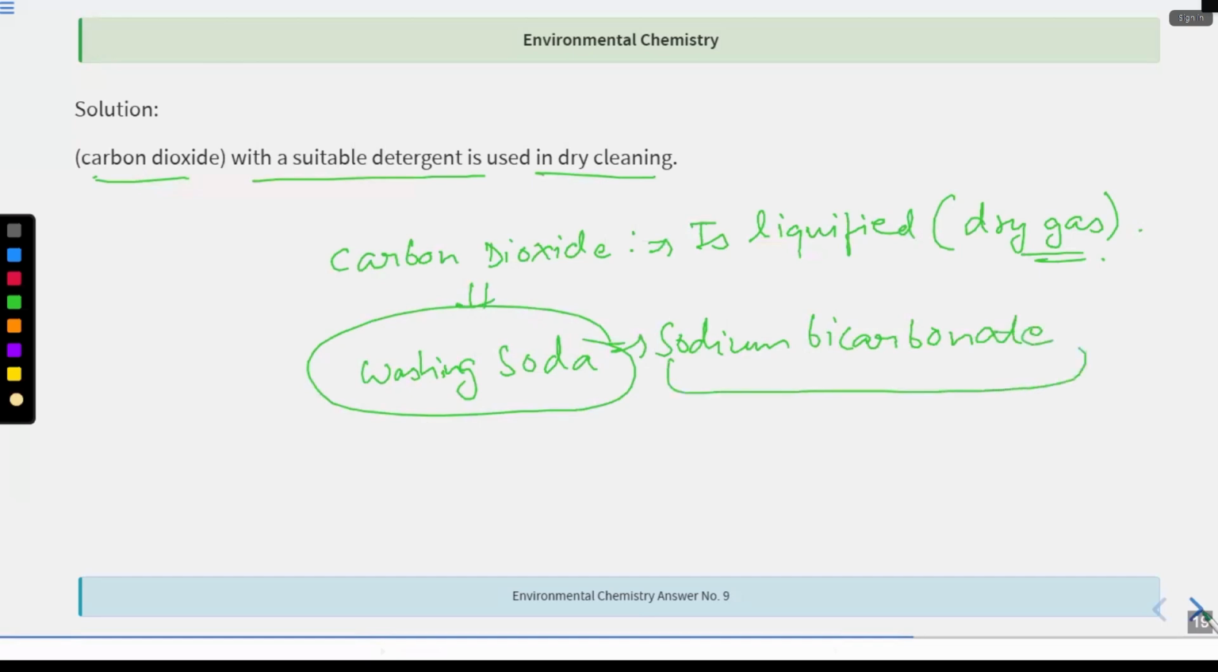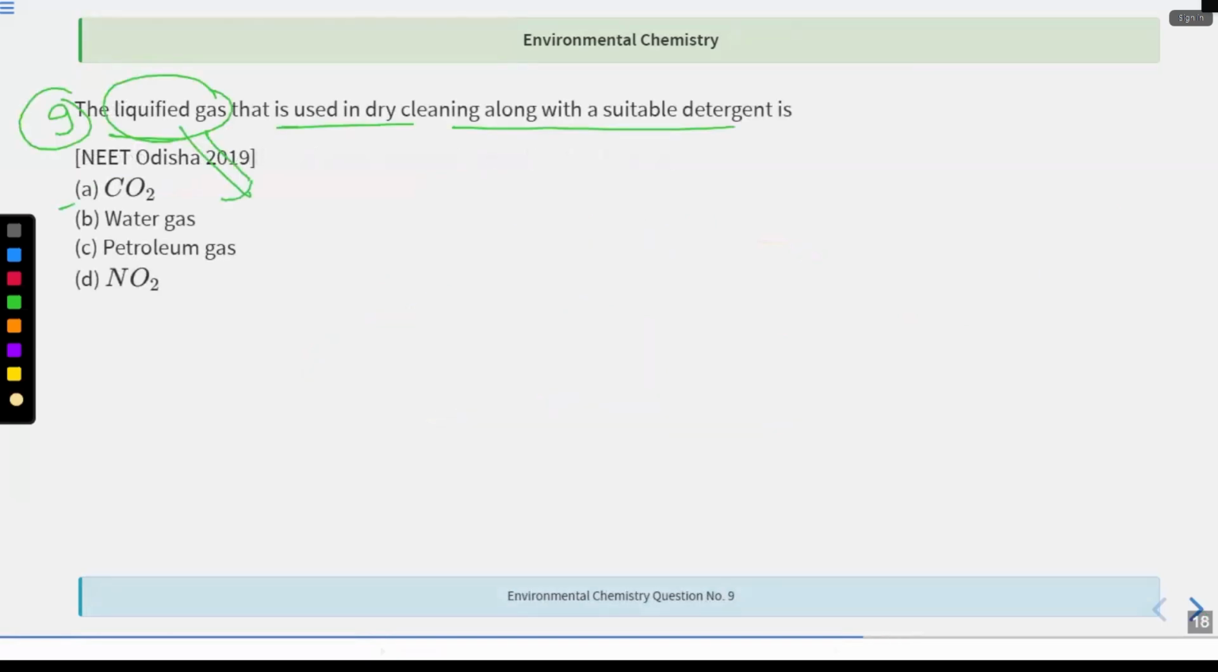So in this type of compounds, basically CO2 is only used for dry cleaning. So option number A is the right option. CO2 is basically used in the form of bicarbonate. Okay, so option number A is the right option to this question. Okay, so let's move ahead.